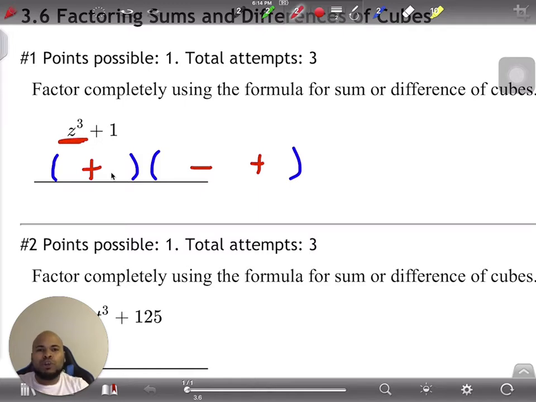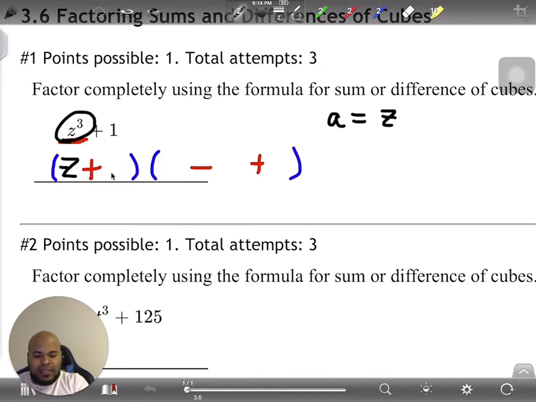What is the cube root? Or can I take the cube root of z cubed? Of course, it's just z, right? So I'm going to write this on the side so that you understand that a for this problem is z. Why? Because z times z times z gives me back my z cubed. So that's why I'm taking a cube root. So it's going to be z.